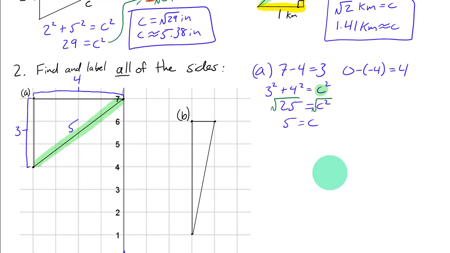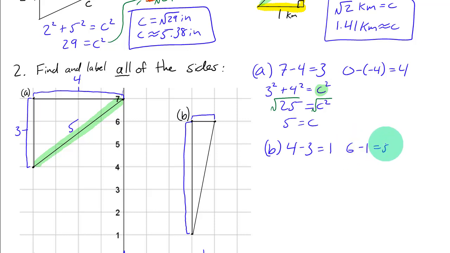So that's that one. With B, I want to emphasize the same method of subtracting x coordinates to get a horizontal distance or subtracting y coordinates to get a vertical distance, because that's going to be really important for understanding the formulas in a minute. So this horizontal distance here, you can see it's just 1, but you could also get that by doing 4 minus 3 is 1. And then the vertical distance here, you can just count it to see it's 5, you could also get that by doing 6 minus 1 is 5.